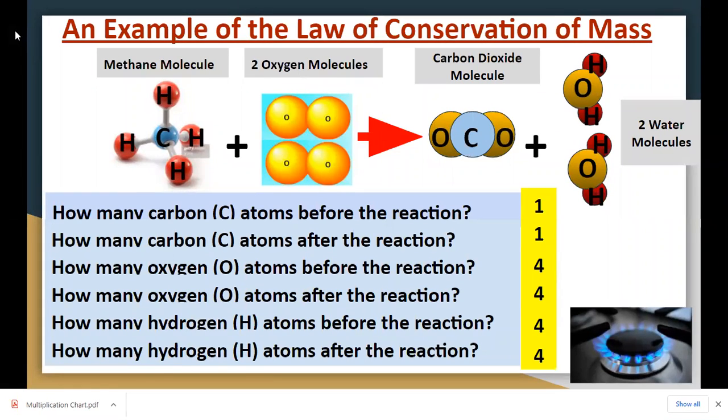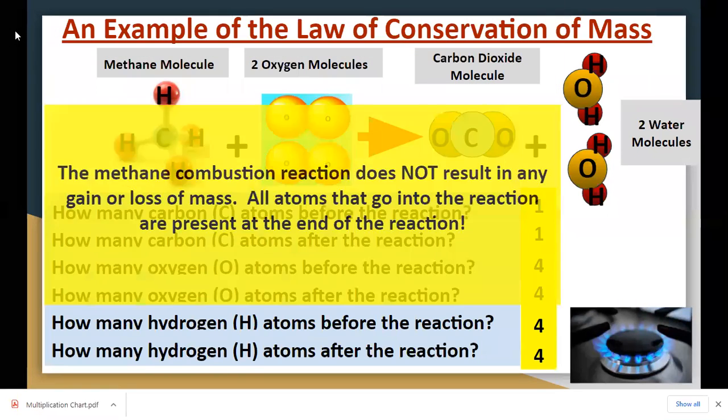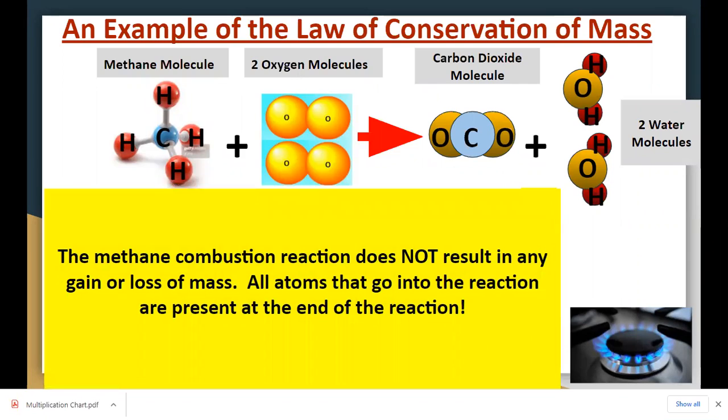So what does that tell us? That's an example of the law of conservation of mass. The methane combustion reaction does not result in any gain or loss of mass. All atoms that go into the reaction are present at the end of the reaction. They have been moved around in different ways to make different substances, but they are still all there. So that's an example of the law of conservation of mass.